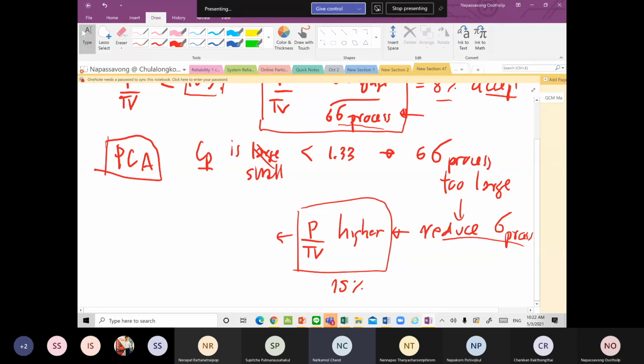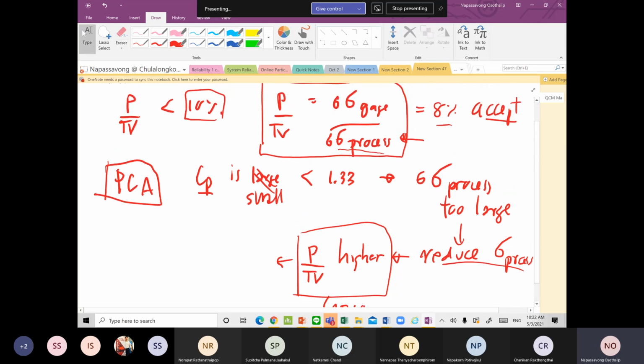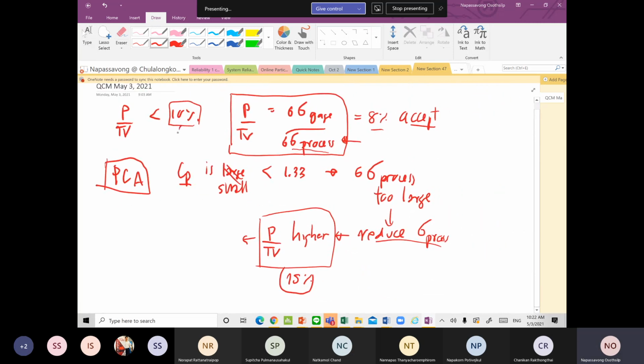What's the question? The question is that when we reduce the variation of the process, and then we get a higher P to TV ratio, and if we get 15%, but now if P to TV is 15%, we use the criteria of 10%. So what will be your decision regarding the precision of the measurement system? Will you accept it or do not accept it?